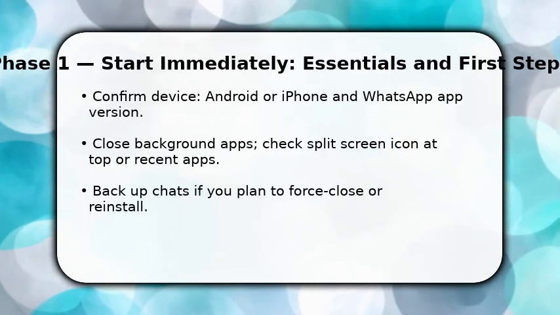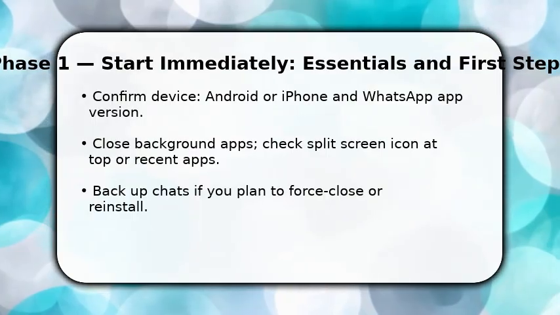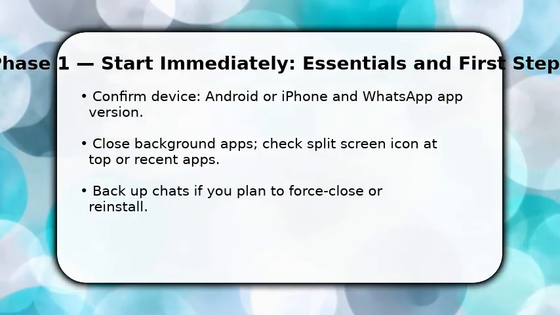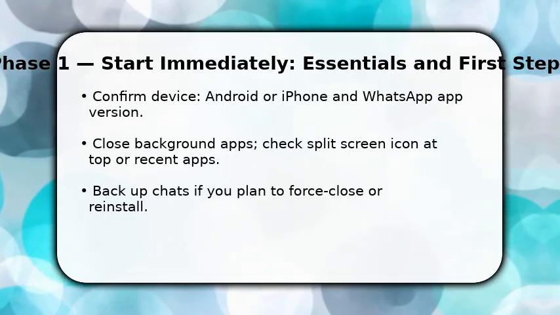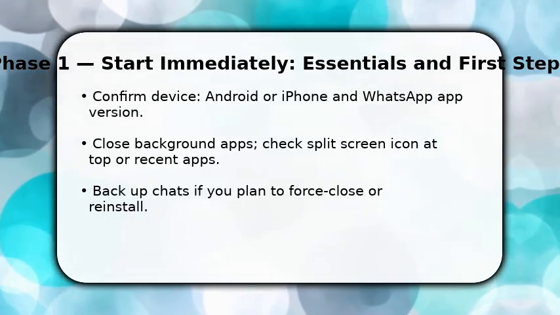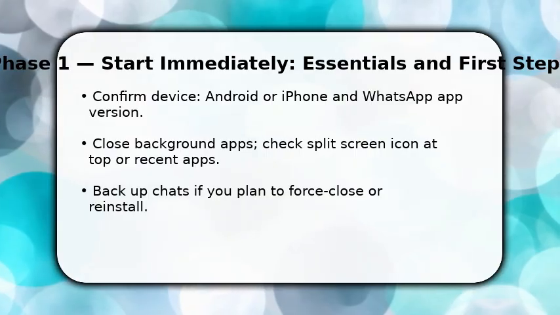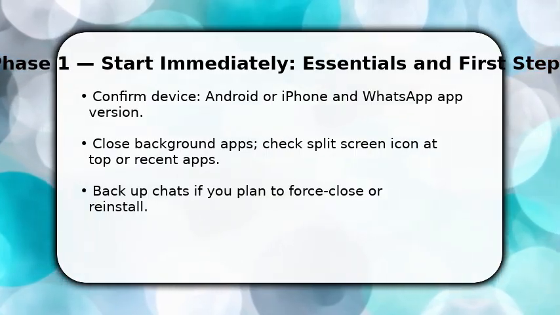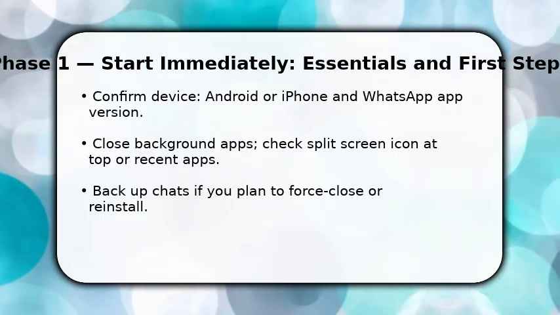You have WhatsApp open and you want the split screen gone now. First, identify whether you're on Android or iPhone because the removal method differs. Once done, close non-essential apps to make the interface responsive. Make sure recent apps and split screen controls are visible.